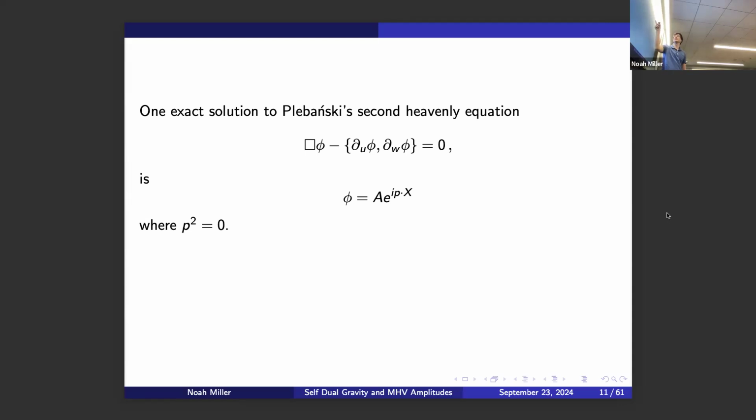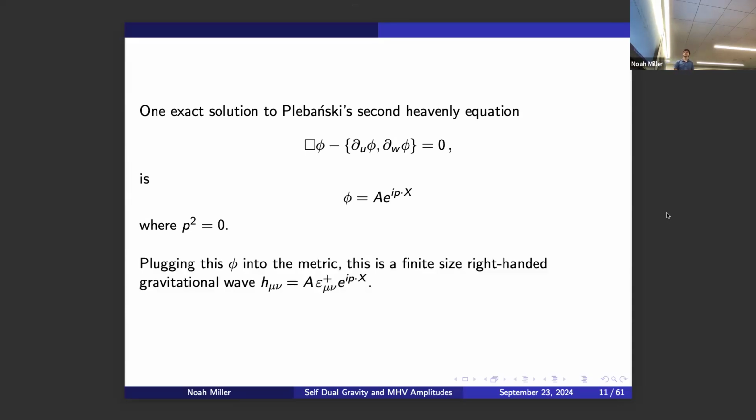Both box will annihilate it, and this thing will also annihilate it. So if you plug this plane wave into the metric, you'll see that what you have is a finite-sized right-handed gravitational wave for some specific choice of the polarization.